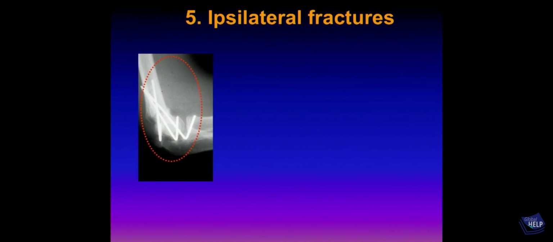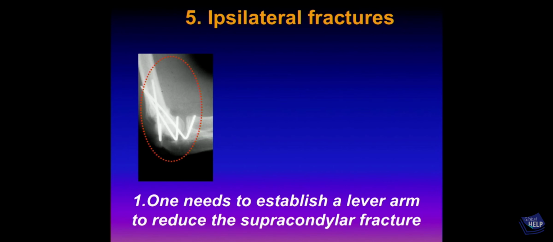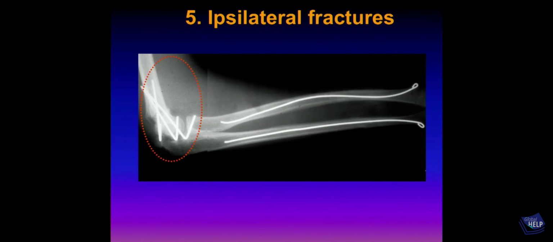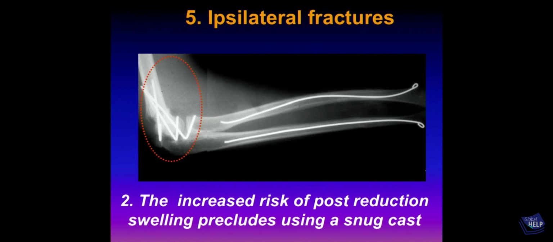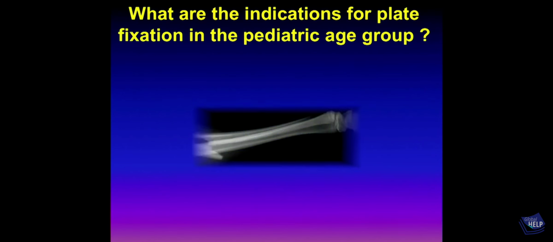Now, ipsilateral fracture. This is a supracondylar fracture, and it also had a complete midshaft radius and ulna fracture. What are you going to do? How are you going to manipulate that supracondylar fracture? You need to fix the radius first. That's right. You need a lever arm to manipulate that distal fragment, so you need to fix that first and stabilize it so you'll have a nice long lever arm to do it. Plus, you don't want to put a real tight-fitting cast on, especially if you've got a supracondylar fracture, as it increases the risk of post-reduction swelling, because you don't really need a snug cast.